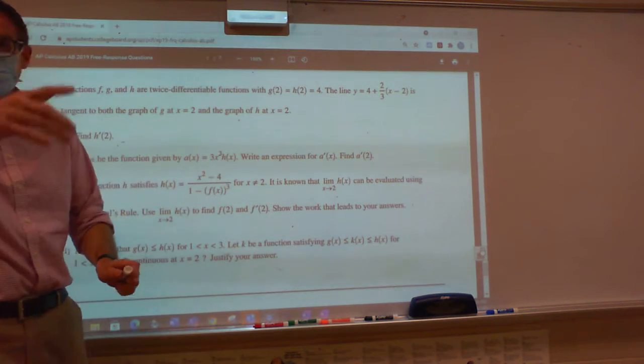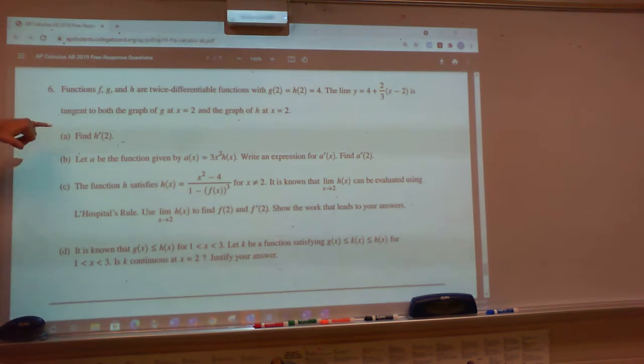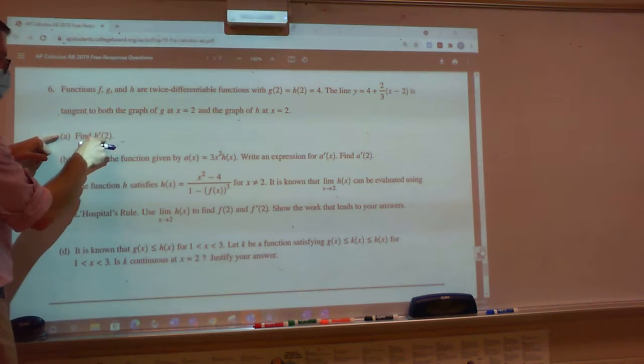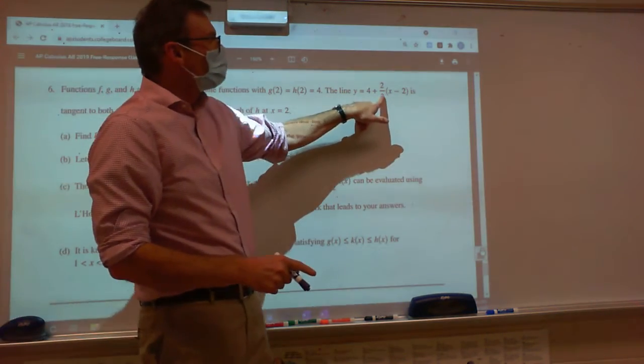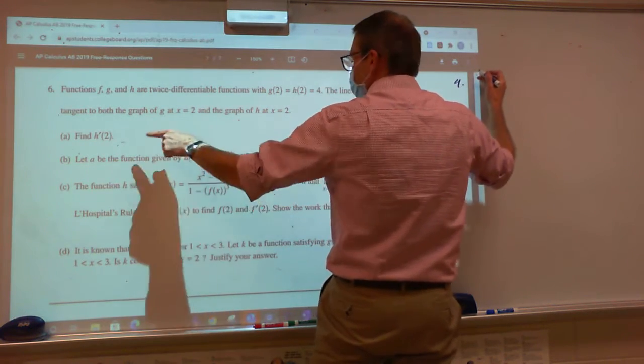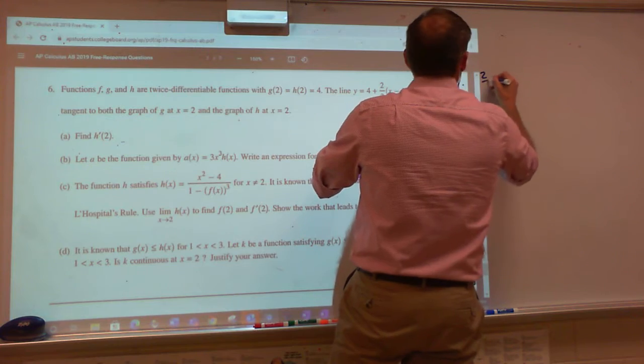Just to recap for part A, h prime of 2, that's the slope at 2. If this is your slope of the tangent line, then we know that A is going to equal whatever the slope is, which is going to be 2/3.